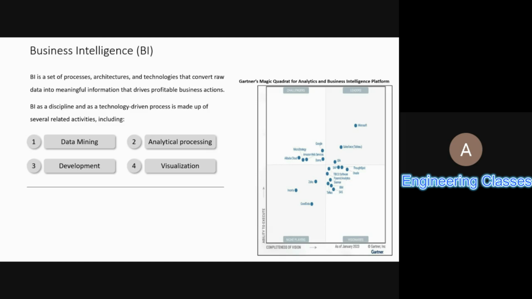So what I am doing exactly is checking my existing data. From that raw data, I am doing some processing and finding some decisions and insights. This complete process is called business intelligence. Using this process, this technique, these technologies, I am finding out profitable business actions from the raw data.